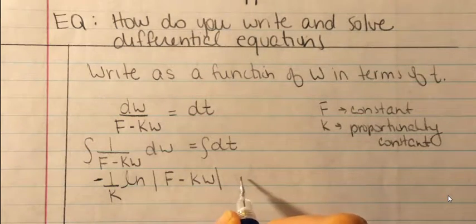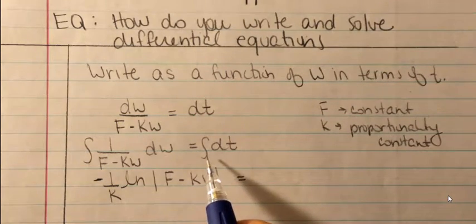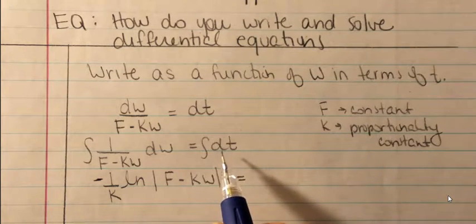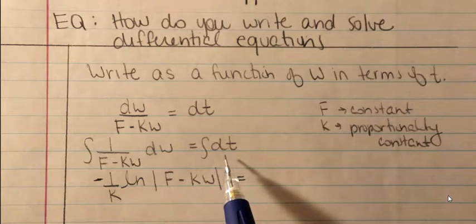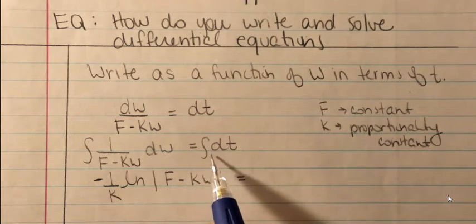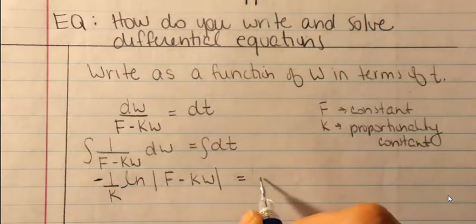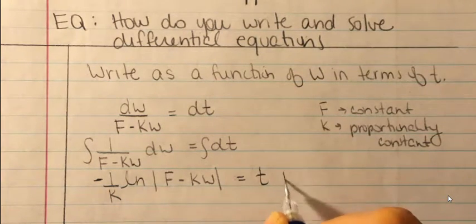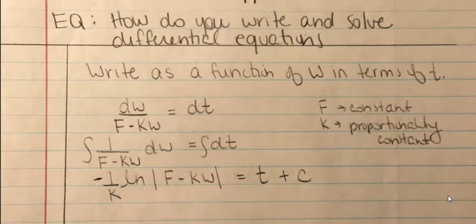Now on this other side, whatever I took the derivative of was with respect to t. So what did I take the derivative of to end up with just 1? Okay, so that would have to be t. And then plus my constant.